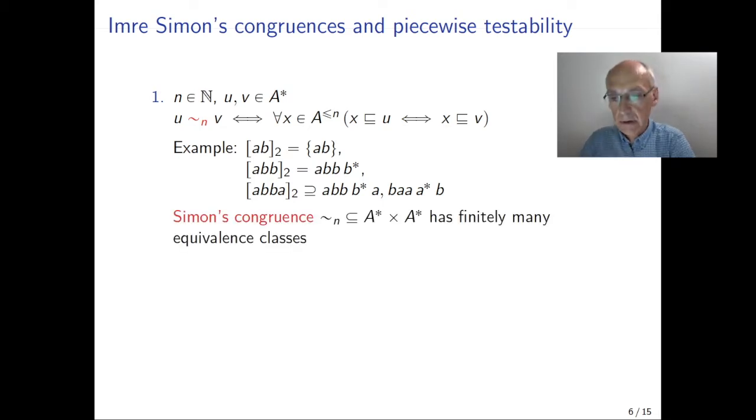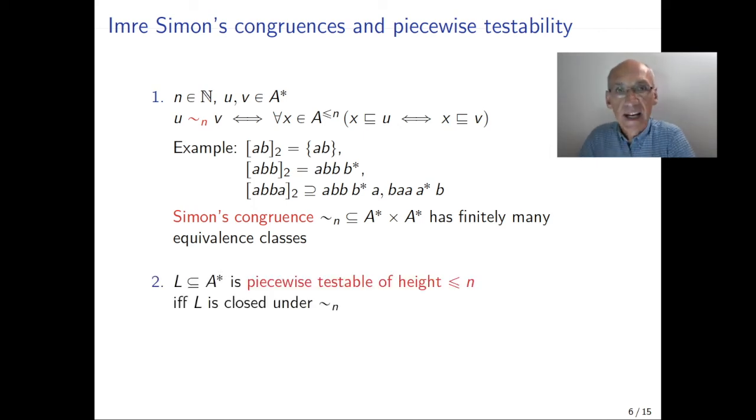Now, Simon's congruence is precisely this equivalence relation. It's a congruence with respect to concatenation of words. And it is easily seen that it has finitely many equivalence classes, a property that we are going to need in the next definition. It's an equivalence relation, even a congruence, and has finitely many equivalence classes for every n.